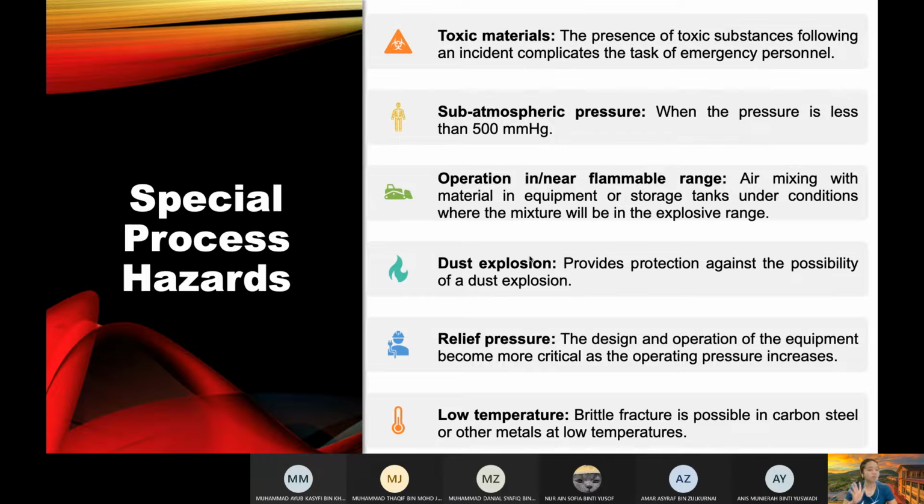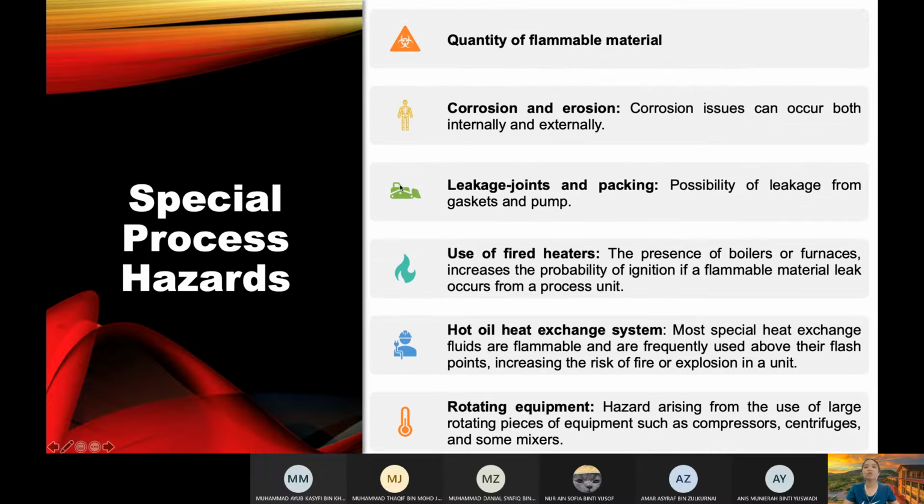So again, as I told you, pada yang ada bawa data dalam kelas ni, what I give is in general, but when you discuss, you have to discuss in specific to your plant and choose what is relevant to your plant. Okay, next one, this is still under process hazard. So ni contoh process hazard yang kamu kena kenal pasti.